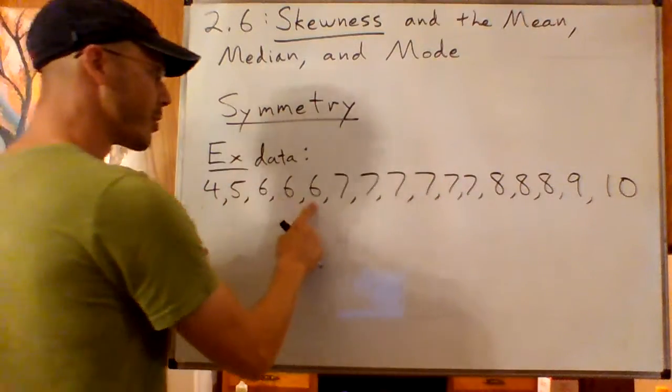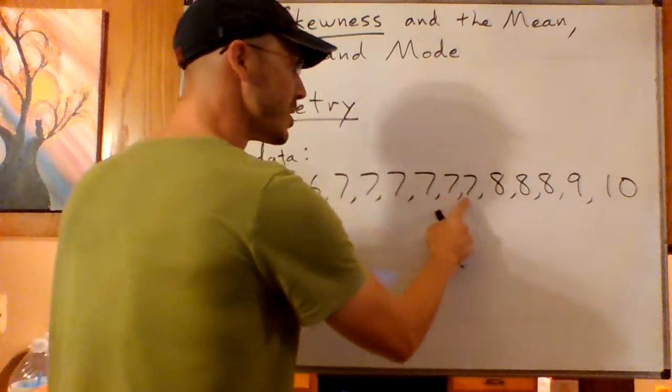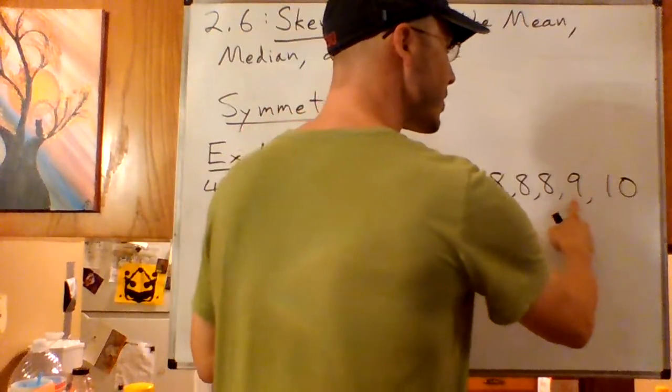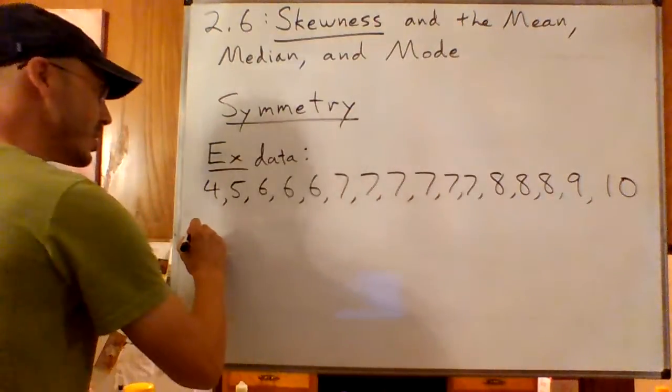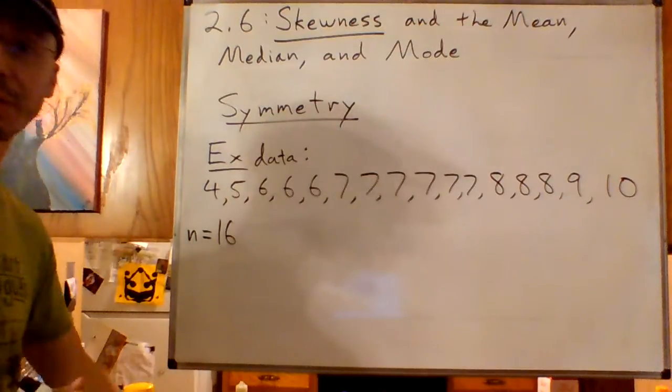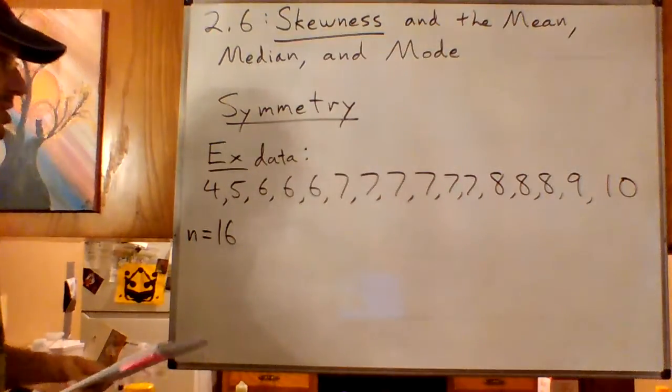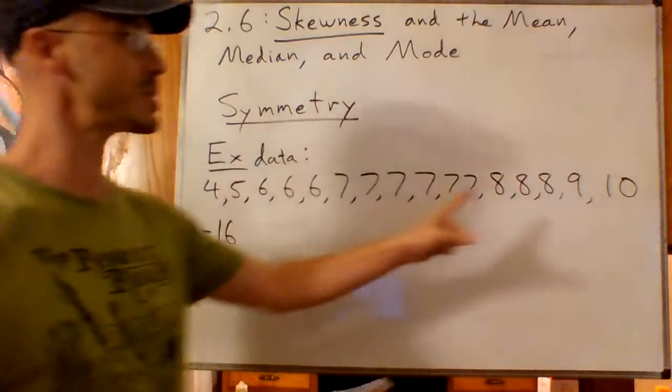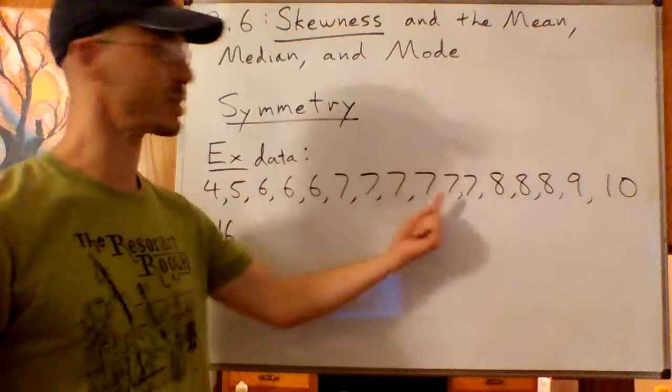1, 2, 3, 4, 5, 6, 7, 8, 9, 10, 11, 12, 13, 14, 15, 16. So I would say n equals 16, because the total number of data values is 16. It ranges from 4 up to 10. You can see there's a lot of 7s.